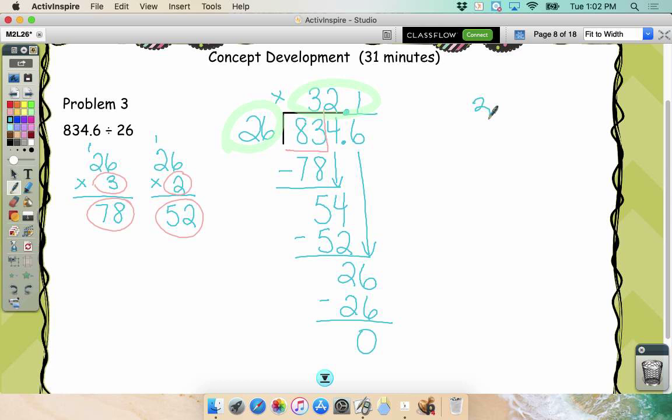So 32.1. Now, how many of you want to take that out and make it 321? You can totally do that. You just have to remember that your answer will be in what place value? Tenths. So I sometimes write tenths just to remind myself, or I leave the decimal in. So here we go. Turtle head multiplication.